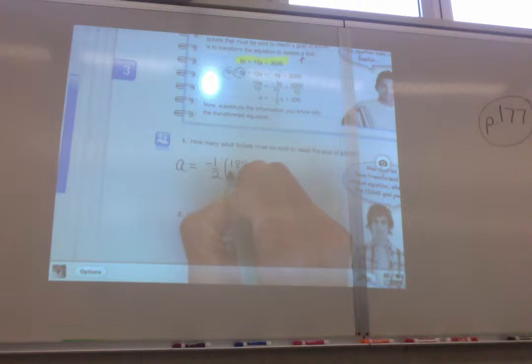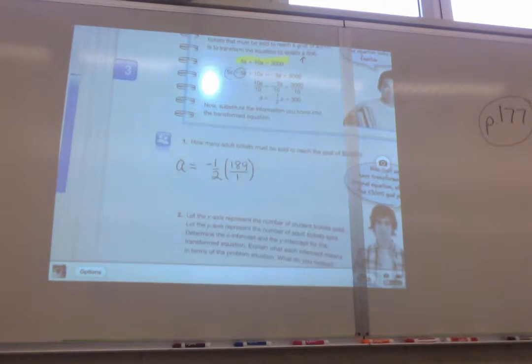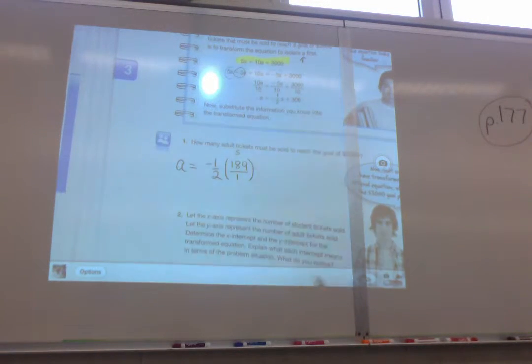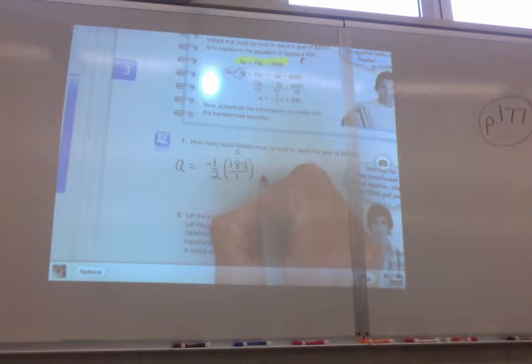I'm multiplying it times a fraction, so maybe we'll put that over 1. I don't know if that's helpful. Okay, again, where did they get that 189? From the students, because in the equation, that's the S. The rest of it is negative 1/2 times 189 plus 300.